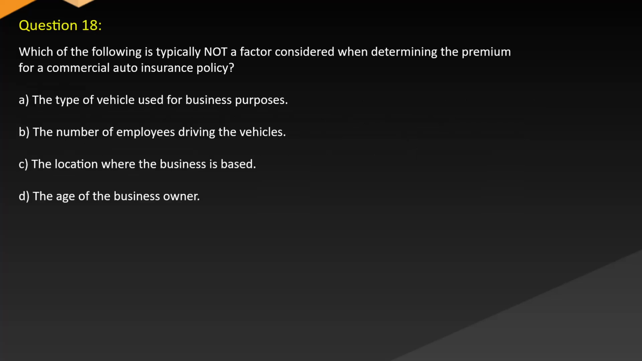Question 18. Which of the following is typically not a factor considered when determining the premium for a commercial auto insurance policy? A. The type of vehicle used for business purposes. B. The number of employees driving the vehicles. C. The location where the business is based. D. The age of the business owner.